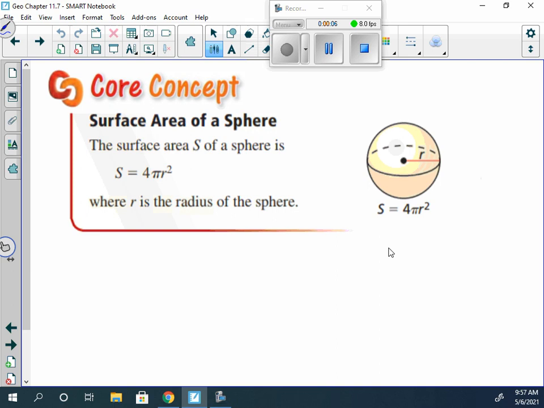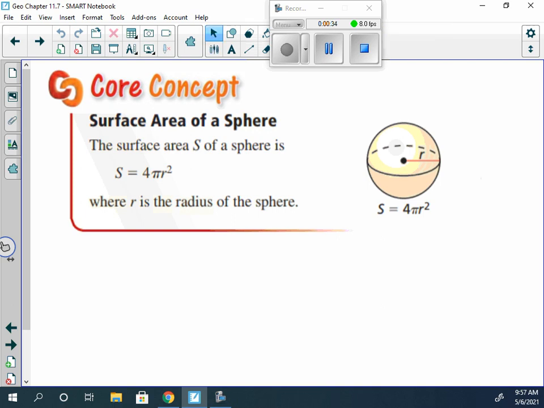We are covering the last part of Chapter 11: the surface area of a sphere. Now, we do have an overall equation. The surface area of a sphere is equal to 4 pi r squared. So the surface area for any sphere is 4 pi r squared, so as long as we know the radius, we can find its surface area.